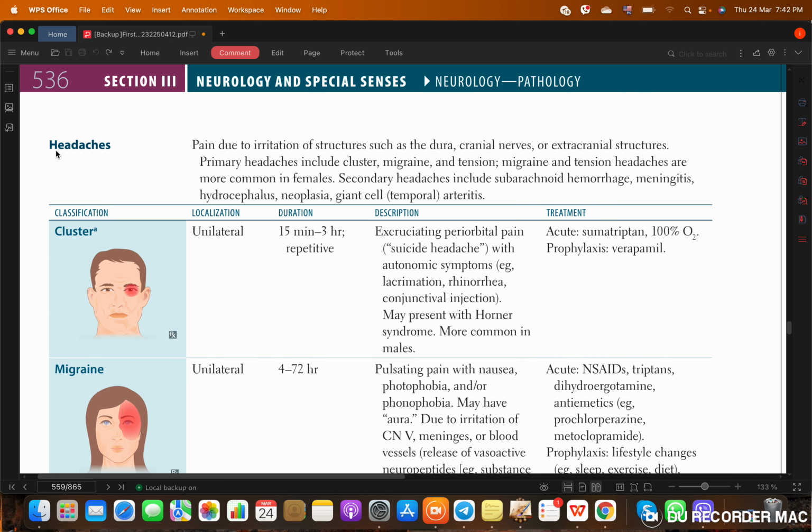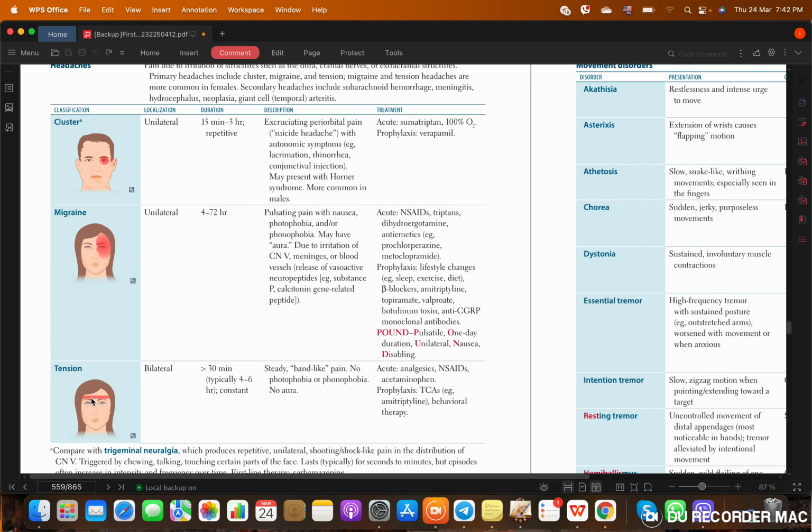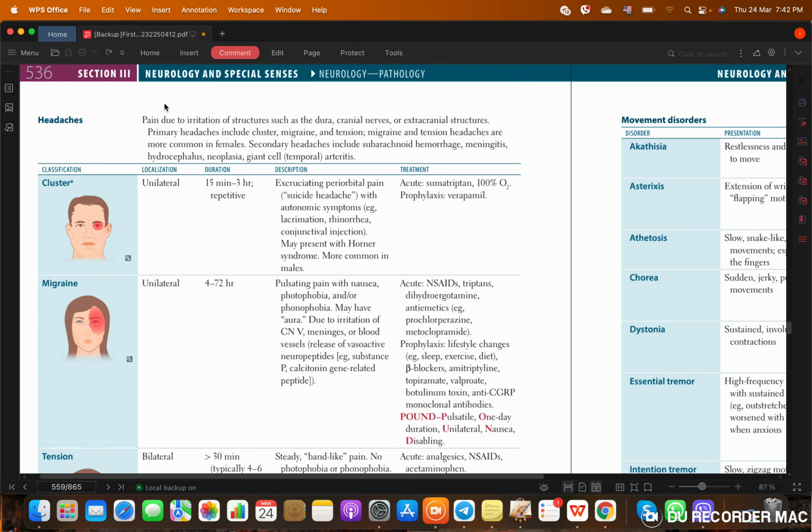Okay, headaches. Pain due to an irritation of a structure, such as the dura mater, which is, you know, the meninges, cranial nerve, or extracranial structure. Primary headaches include cluster, migraine, and tension, but that's not all of them. Migraine and tension headache are more common in ladies, while cluster is more common in men. That's why, conveniently, in the picture here you can see 2 ladies and 1 man.